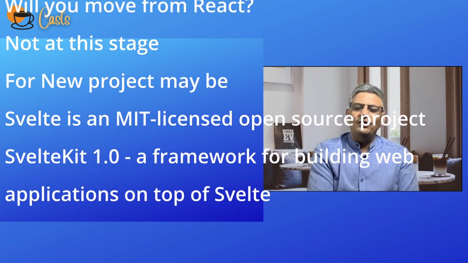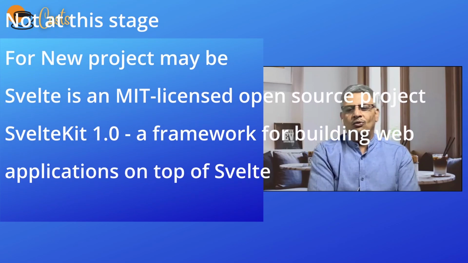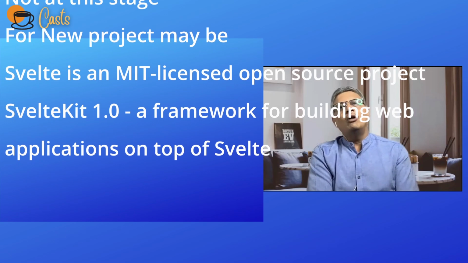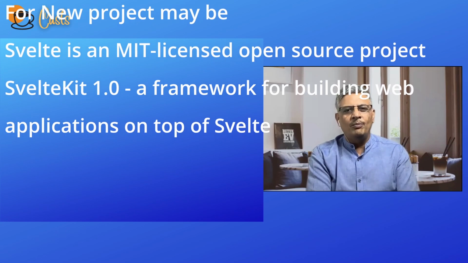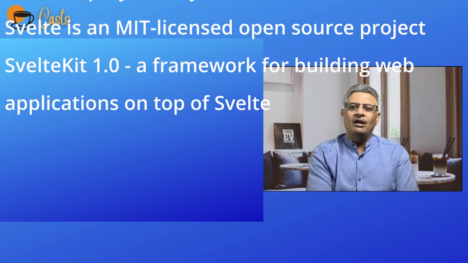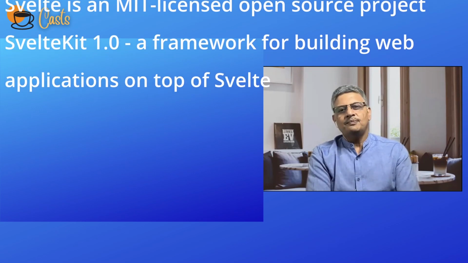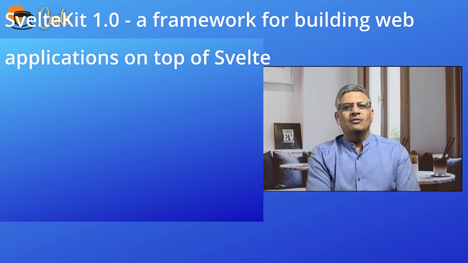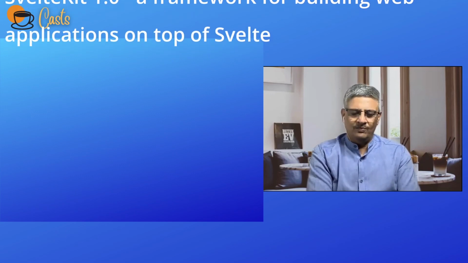Then another thing: in the last week, Svelte has launched something called SvelteKit, which is like the next level of framework. They call it a meta framework to develop web applications. So maybe Svelte alone may not be a good choice, but SvelteKit 1.0 could be a really good choice for developing web applications. I was reading about it, and I felt that when you combine both together, you will have sufficient power to build a full-fledged enterprise class application.